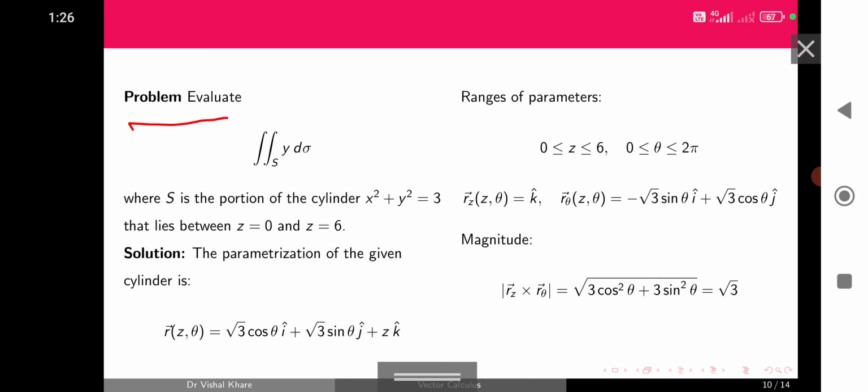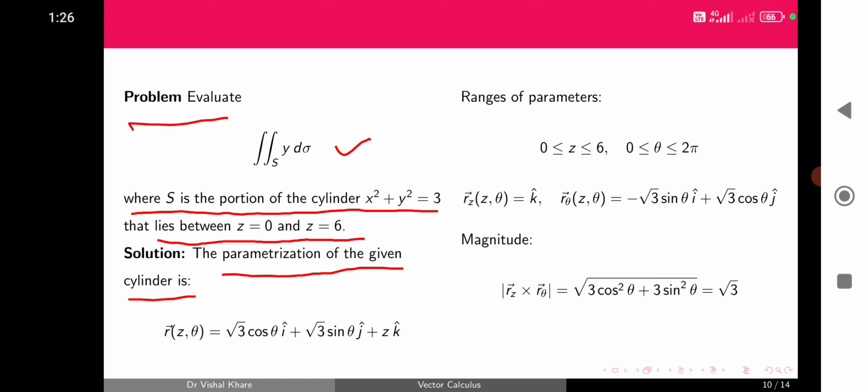Next problem: double integration y d sigma, where S is the portion of the cylinder x squared plus y squared equal to 3 that lies between z equal to 0 and z equal to 6. The parameterization of the given cylinder is vector r(z, theta) = root 3 cos theta i + root 3 sin theta j + z k, where root 3 cos theta is the value of x, root 3 sin theta is the value of y, and z equals z. These are cylindrical coordinates, where z lies between 0 and 6, as given in the question, and theta lies between 0 and 2 pi.